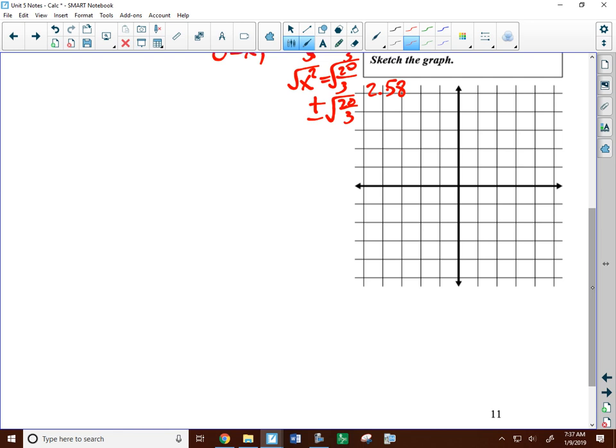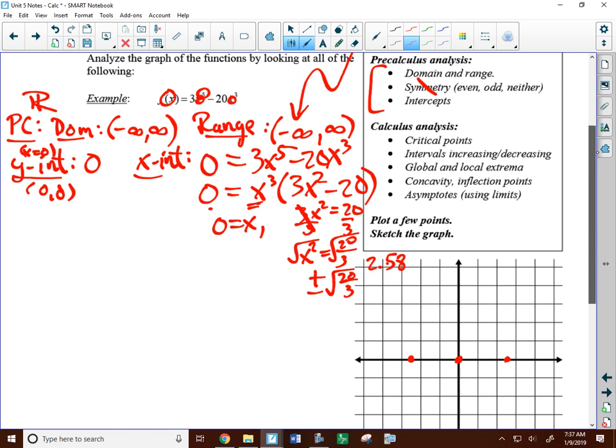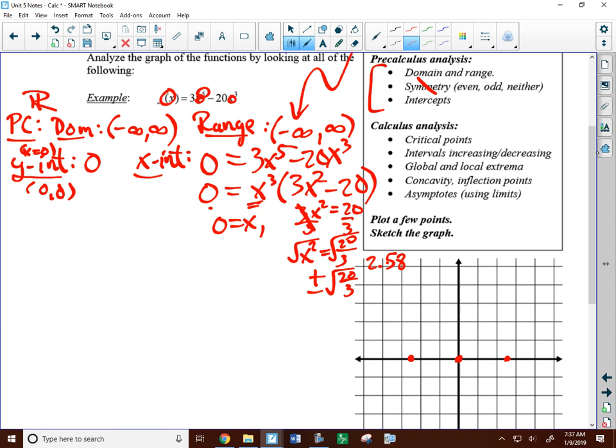So if we want to, go ahead and plot: the y-intercept was 0, or 0, 0. And these were the x-intercepts, so about 2.5, 2.6. So I'll just go ahead and plot those. Well, that's pretty much it for the pre-calc stuff, everything from really algebra 2 and pre-calc. Good there? Anything to clarify? Questions?